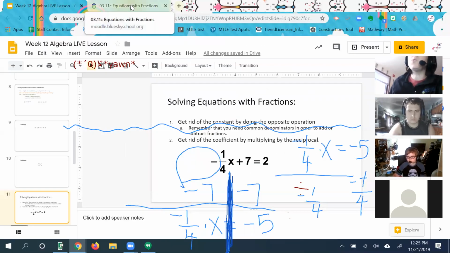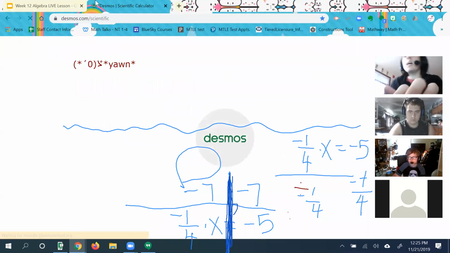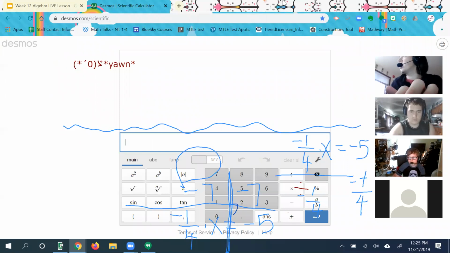So if we go to Desmos, it's desmos.com/scientific. I will put that link in chat. Desmos.com. It's pretty awesome there. So we're gonna enter in.